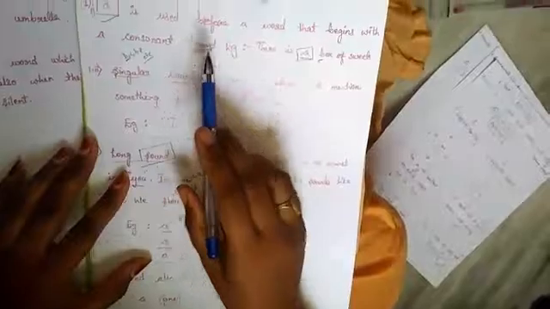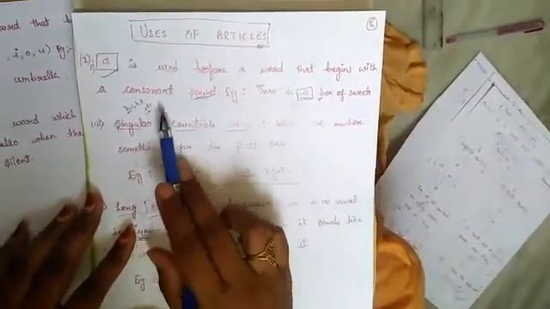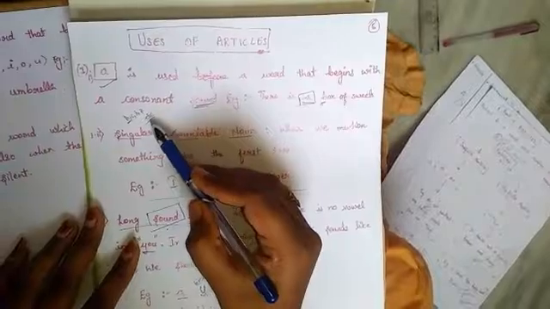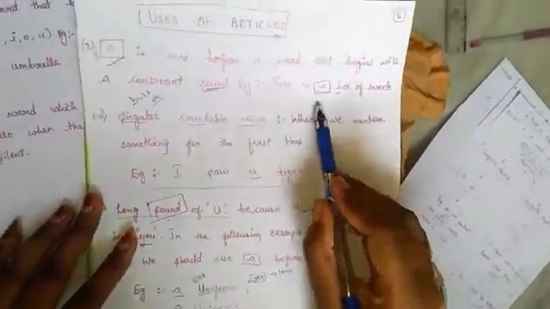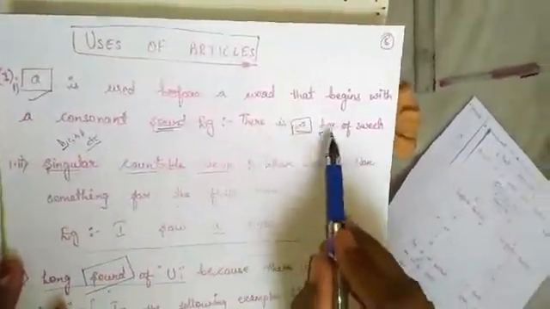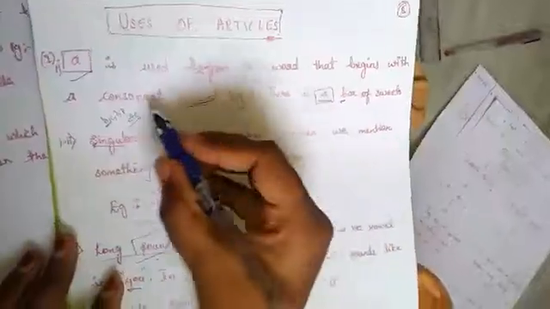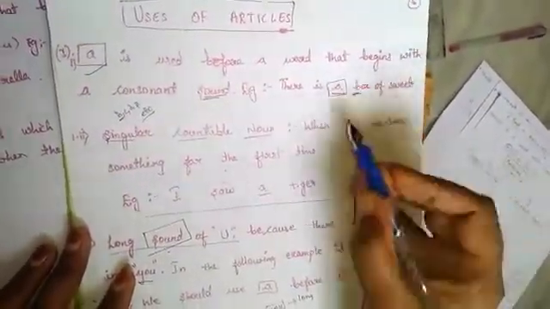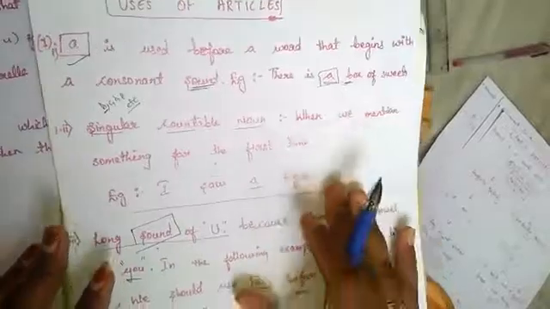Then here comes the uses of articles, where we have to use a. We have to use a before a word that begins with a consonant sound. What are consonants? B, C, D, F, G, H, J, K, L. So for example, you can see, a, there is a box of sweet. So consonant sound we said. So here it's coming B. A, that's what a is coming here, a box.